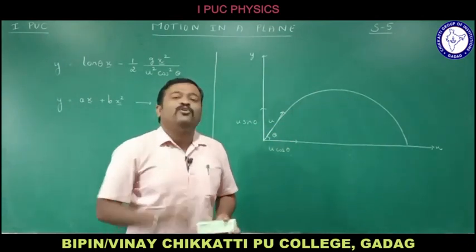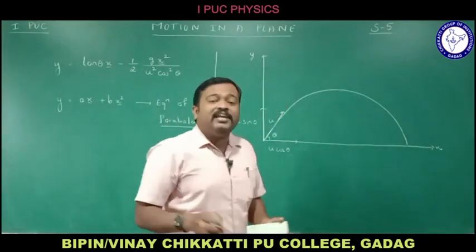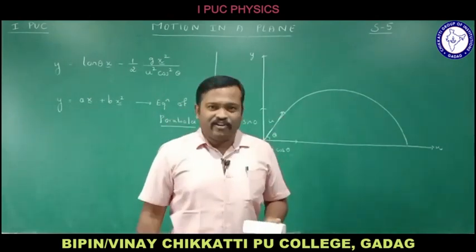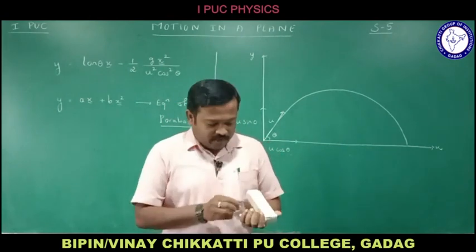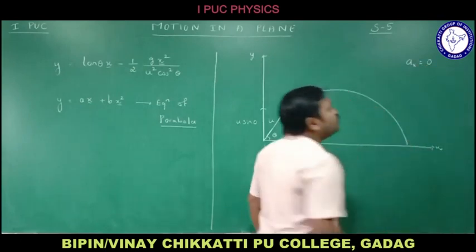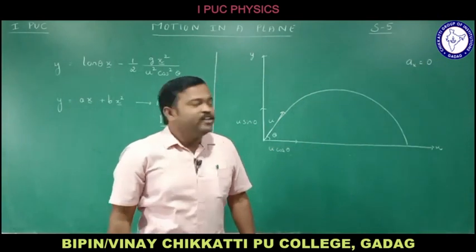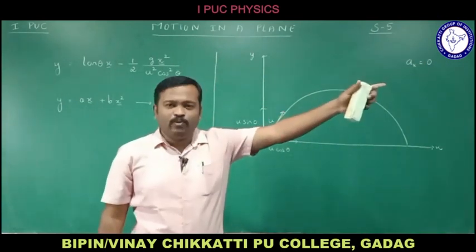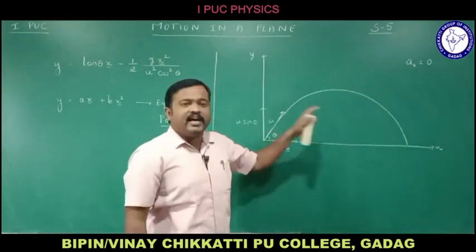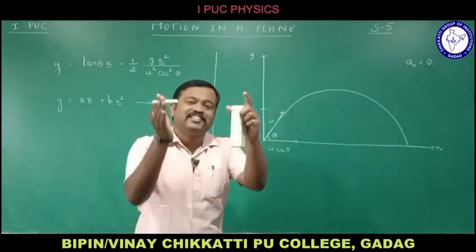Before that, one thing you need to understand is that when an object is moving in a parabolic motion, it moves under the action of gravity alone, meaning only gravity is acting on it. There is no external force acting on the object. So we can say the acceleration along the x-axis is 0. Whenever the projectile is moving, we are not giving any other force, so the acceleration along the x-axis, that is the horizontal acceleration, is 0, right?